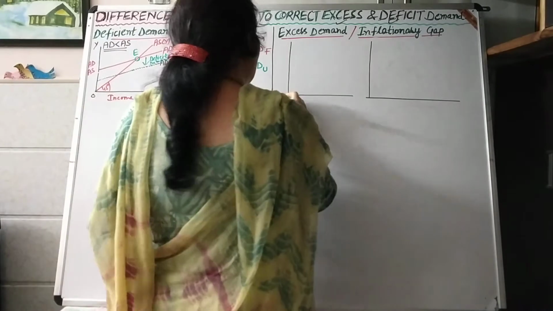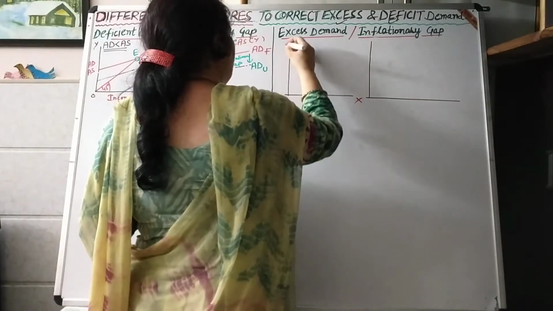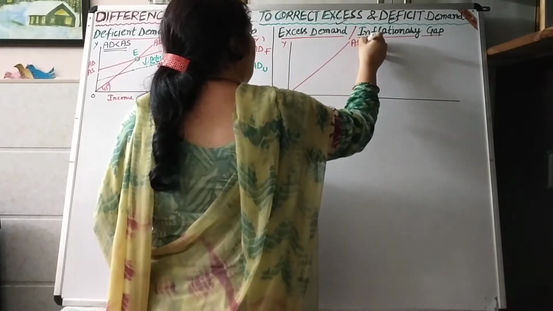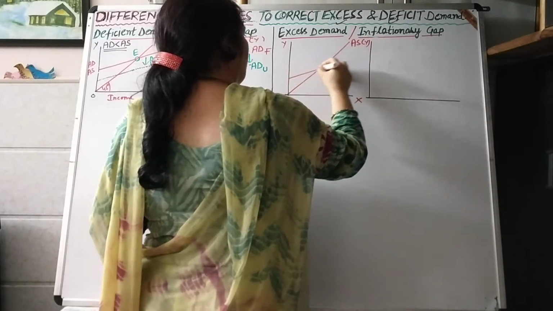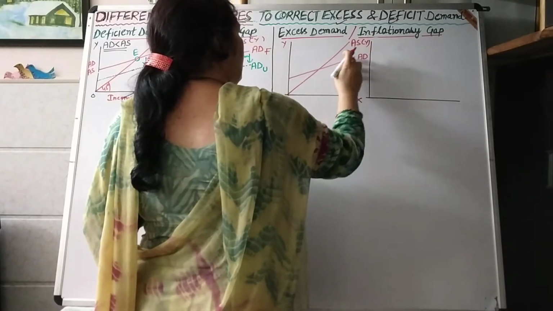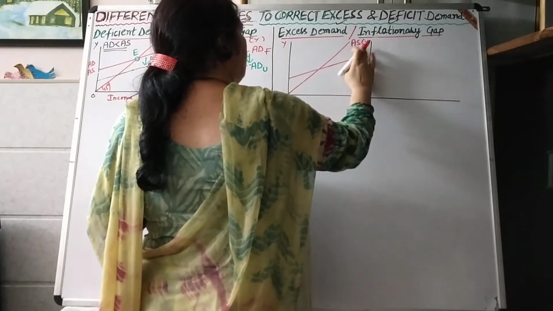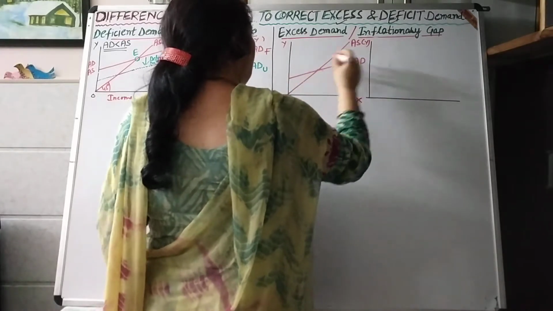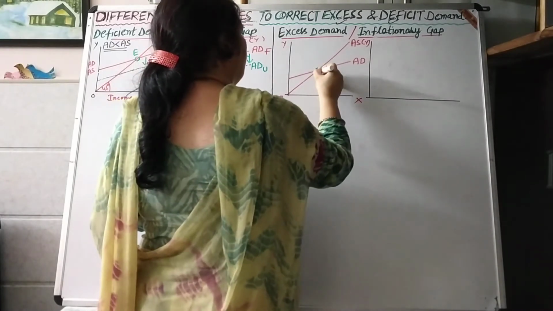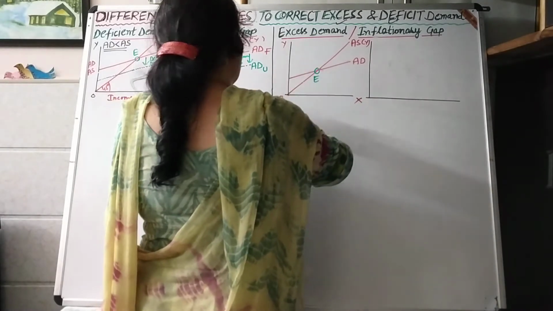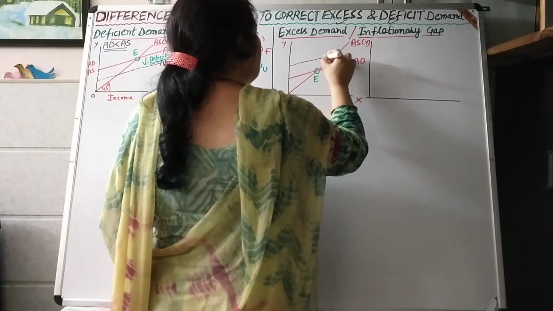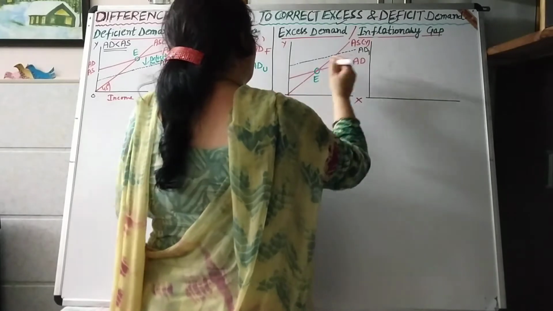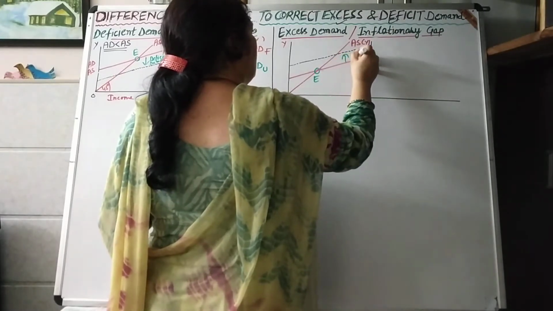And then for excess demand, aggregate supply, aggregate demand, as well as AD shifts upward from AD to AD1. Now there is upward shifting from AD to AD1. This represents excess demand.